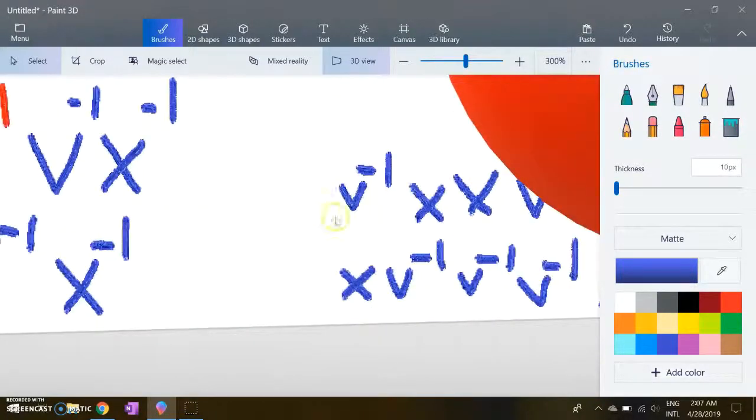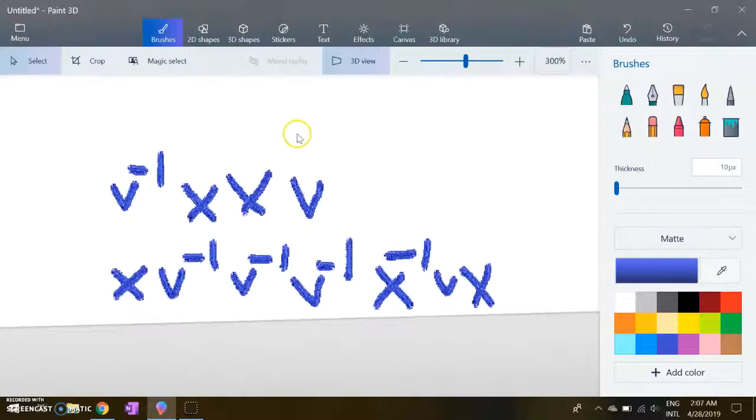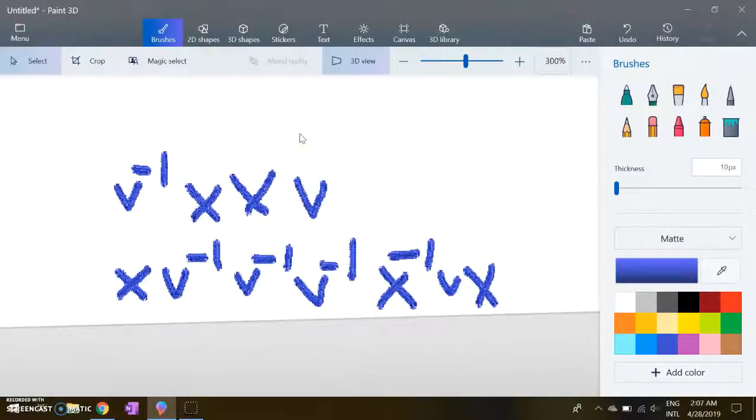So here are a couple examples of words that we can see. And so we have infinitely many words with all kinds of different combinations, and we're going to go ahead and get started with the decomposition of it.